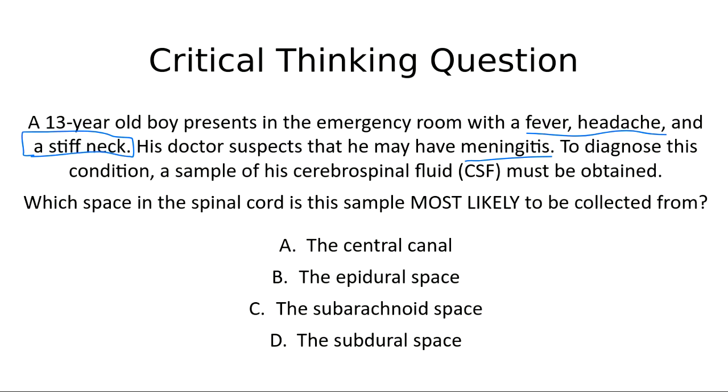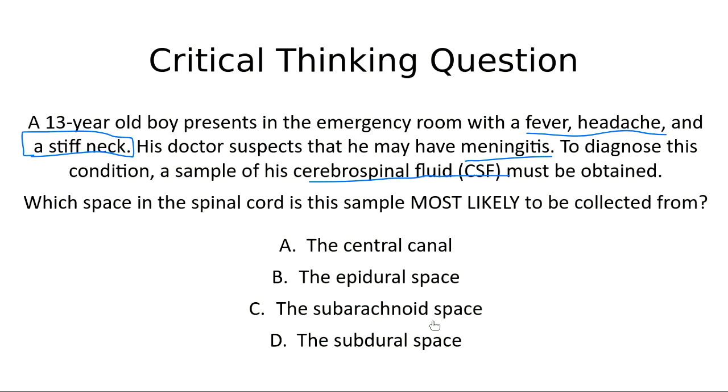The way we would diagnose this in this patient is we need some cerebrospinal fluid. Which of these spaces that I see listed here in the spinal cord, which of these spaces am I going to go into to get that cerebrospinal fluid? Where do I want to get that from? Exactly. Yep. Several of us are chiming in. I want to get that fluid from the subarachnoid space.